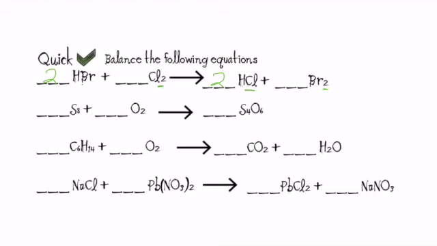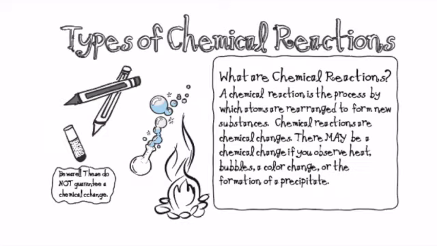On the second one, we have 8 sulfur and 2 oxygen. Over here we have 4 sulfur. So we need a 2 here. That'll give us 8 sulfur. And oxygen is now 12. So on this side, we need a 6.